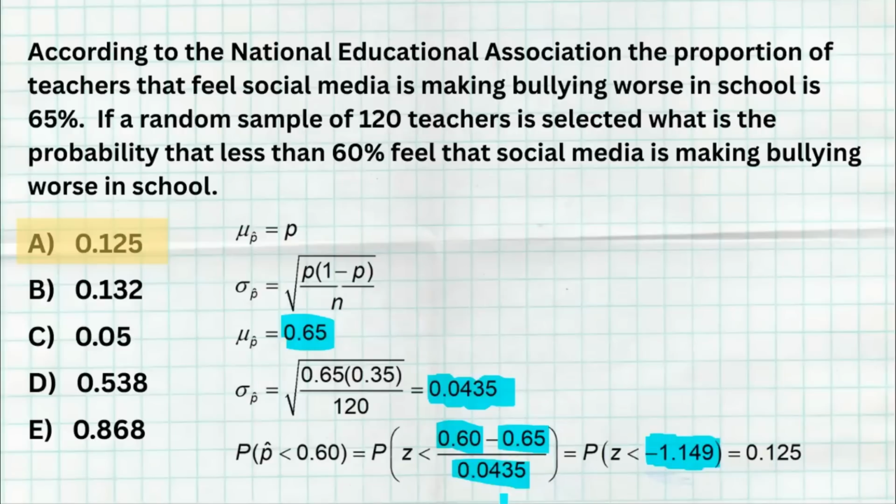Then we could use our z-tables, we could use normal CDF on our TI-84 calculator, or we could use the normal distribution app on the Numworks calculator, but the probability of a z-score being below negative 1.149 is 0.125. So there's a 12.5% chance that a random sample of 120 teachers comes back 60% or less that thinks social media is making bullying worse.